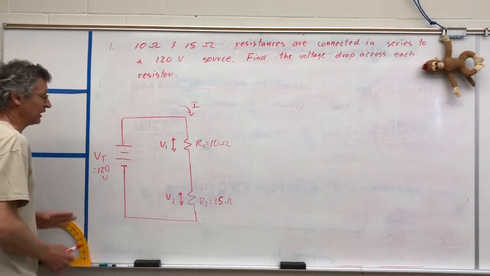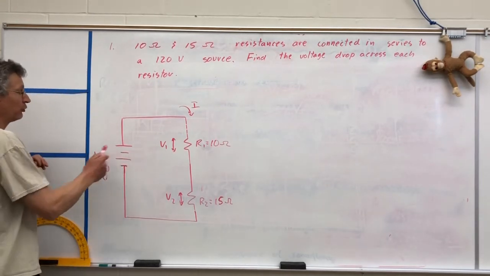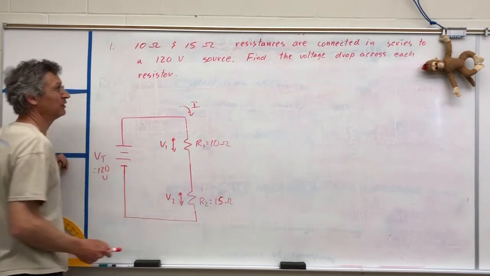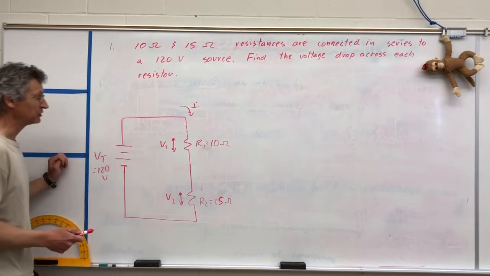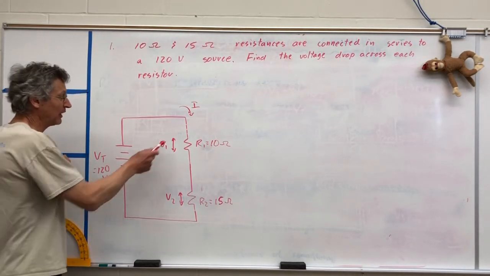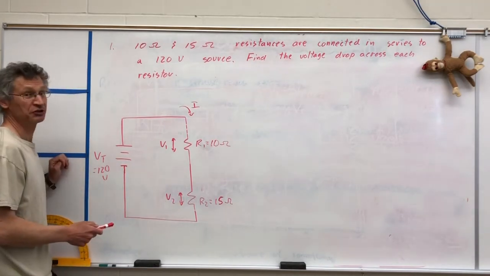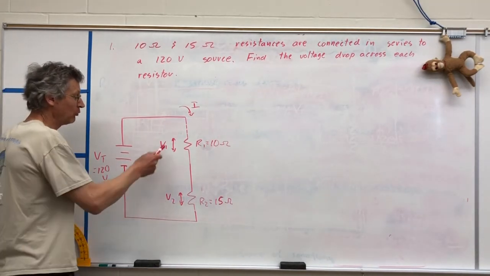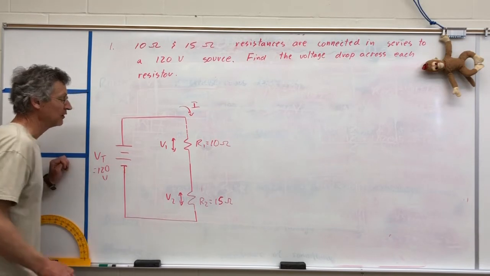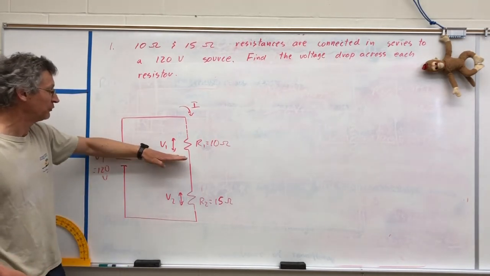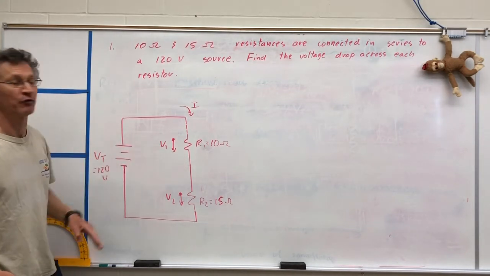And if that was the case, here it is. A 120 volt source connected in series to a 10 and 15 ohm resistor, and we want to find the voltage drop or the potential decrease across each resistor. Essentially, we want to figure out what V1 and V2 is. So let's see if we can figure out what V1 is for starters.